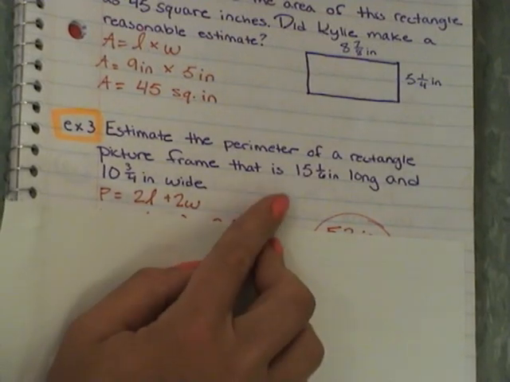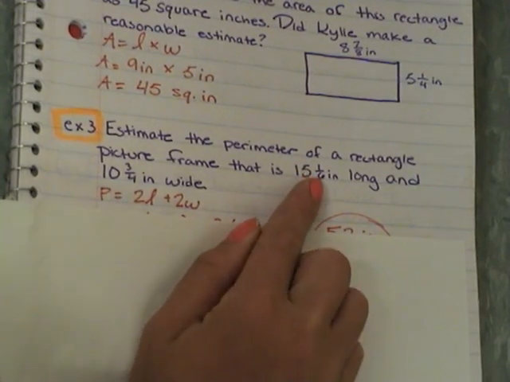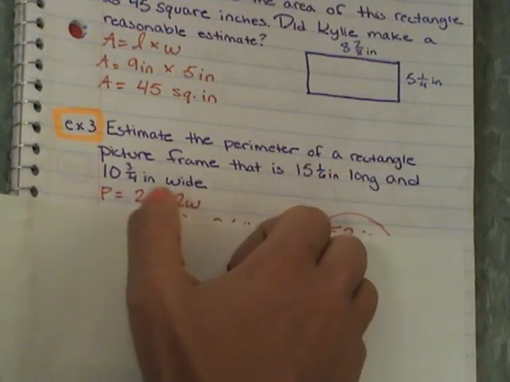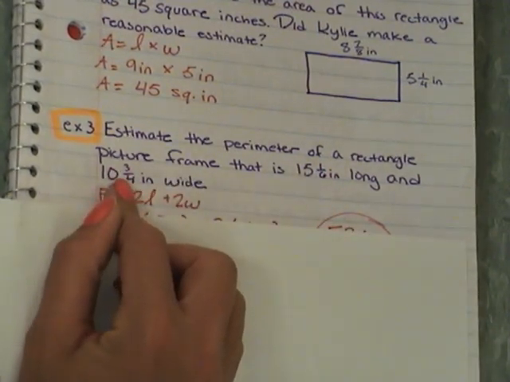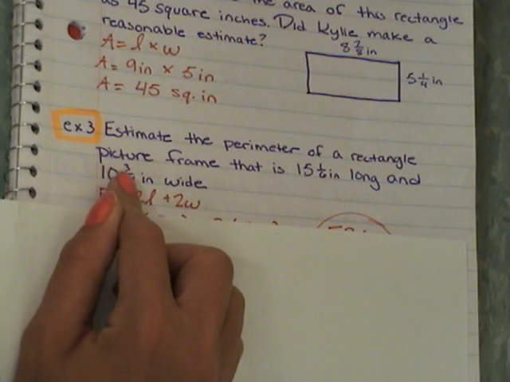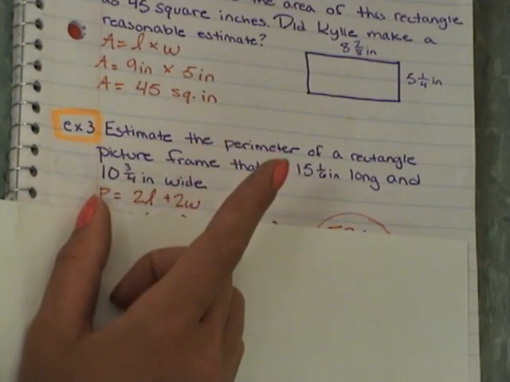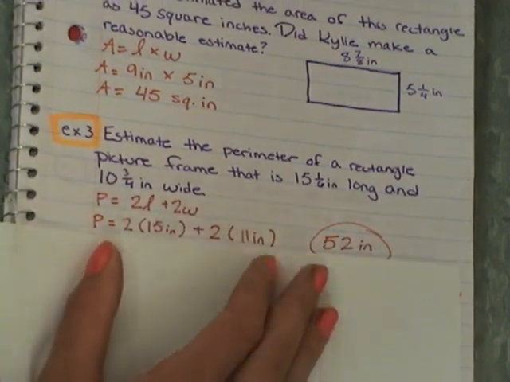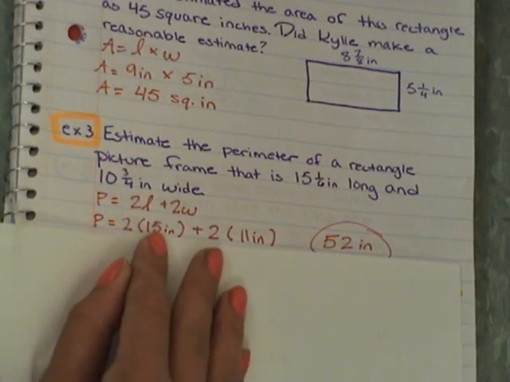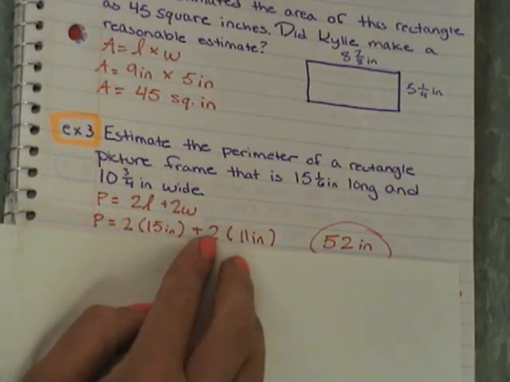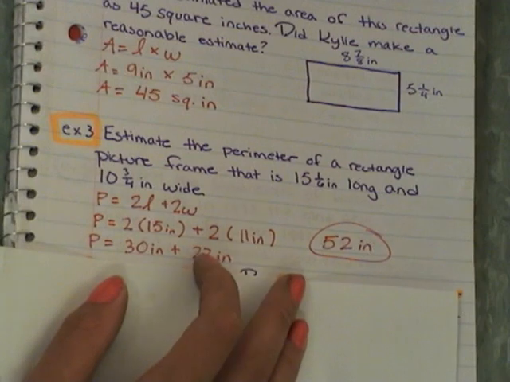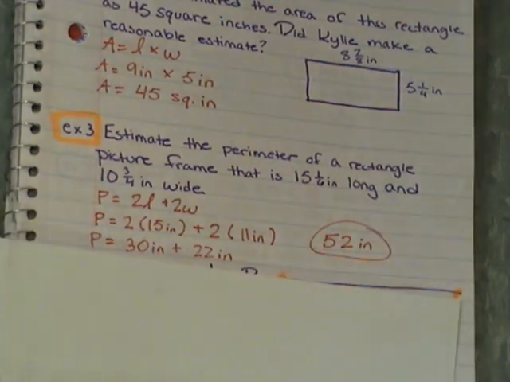If I have 15 and 1/6, I'm going to cut my denominator in half, make it a 3. Is 1 bigger or smaller? It's smaller, so I round down to 15 as my whole number. I look at 10 and 3/4. I cut 4 in half, which is a 2. Is 3 bigger or smaller? It's bigger than 2, so I round that up to 11. So I have 15 and 11. Now I plug in my numbers: 2 times 15 for my length plus 2 times 11. 2 times 15 is 30. 2 times 11 is 22. When I add them together, I get 52 inches.